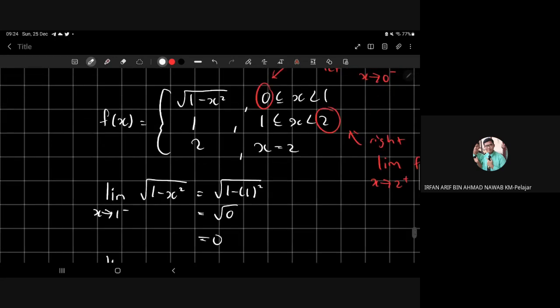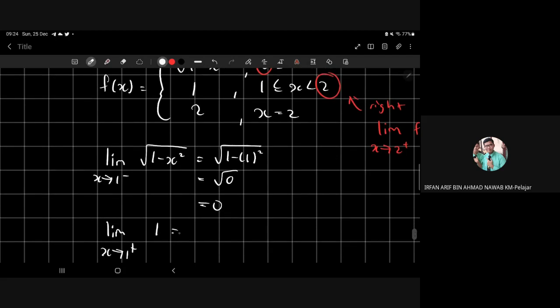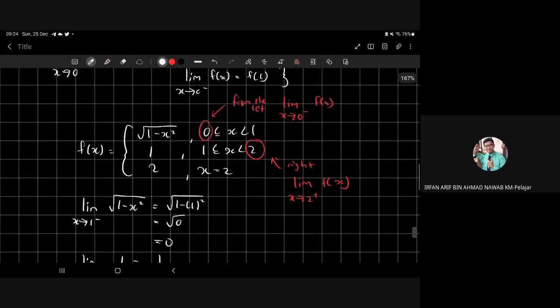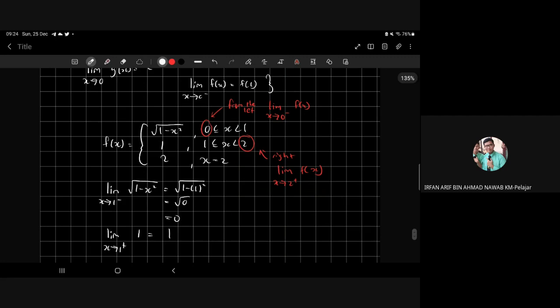What is the function from the right? 1. So we know 1 is constant, so there will be no changes. It's still 1. So what does this tell you? It tells you that as x approaches 1 from the left and x approaches 1 from the right, the limits are not equal. So this indicates that at x equal to 1, the limit doesn't exist. Therefore my inequality should be the one that I wrote just now.